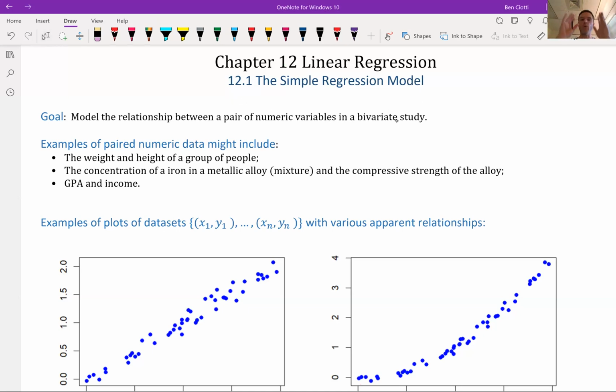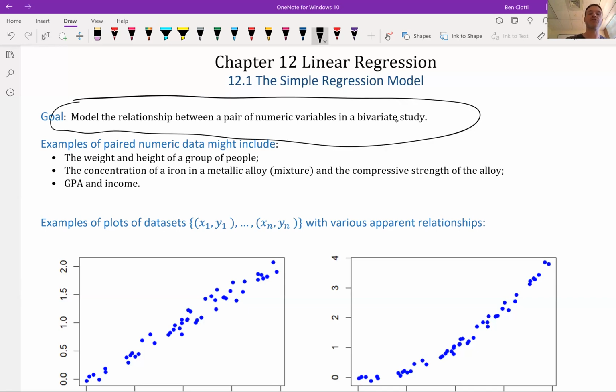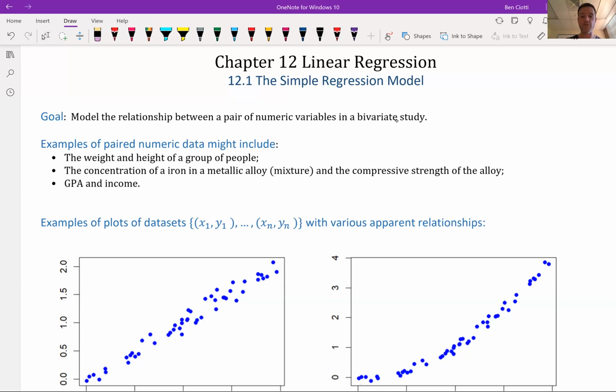So the goal with linear regression is to model the relationship between a pair of numeric variables. Notice what I just said. This is between a pair of variables, and specifically, they both have to be numeric. So, for example, let's say you wanted to predict someone's weight from their height. Or let's say you were building a new metallic alloy, which had a certain amount of iron in it, and you were trying to predict the compressive strength of the alloy from the amount of iron in the alloy. Or let's say you were trying to predict what sort of income you're going to earn based on your GPA. These are all examples of paired numeric data.